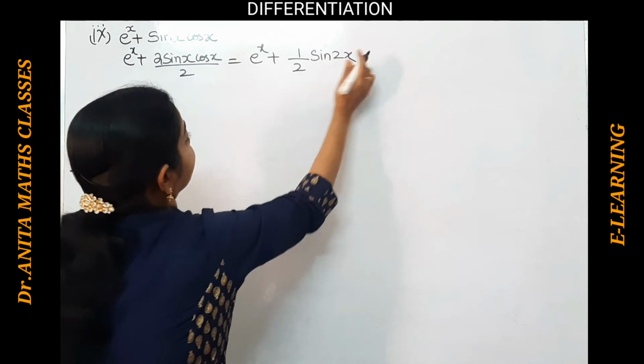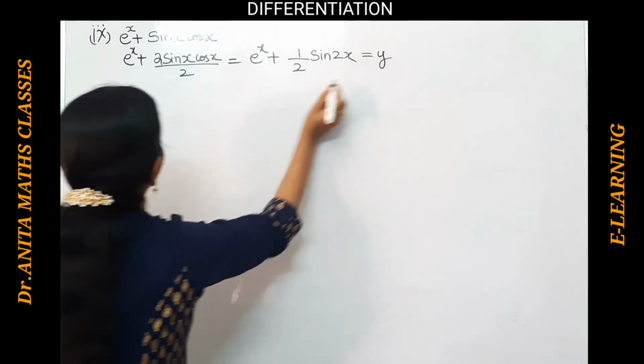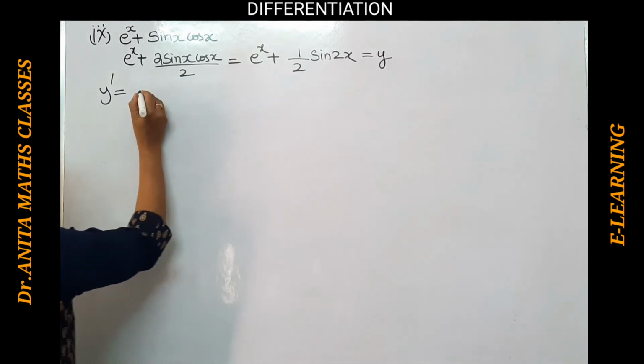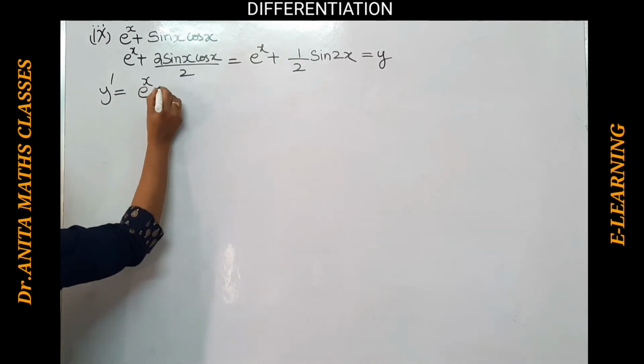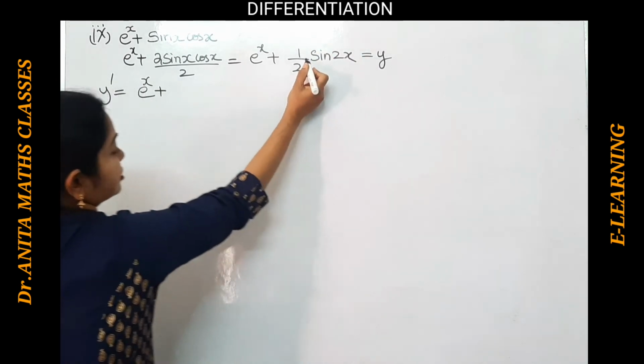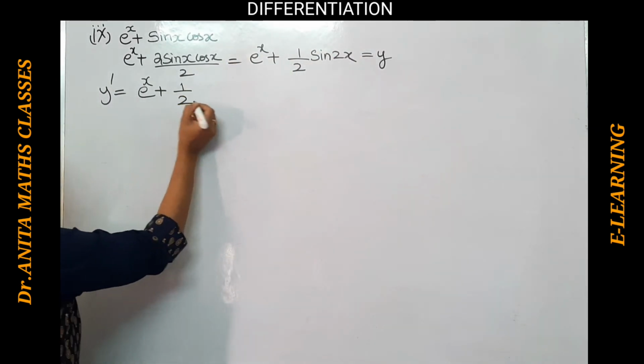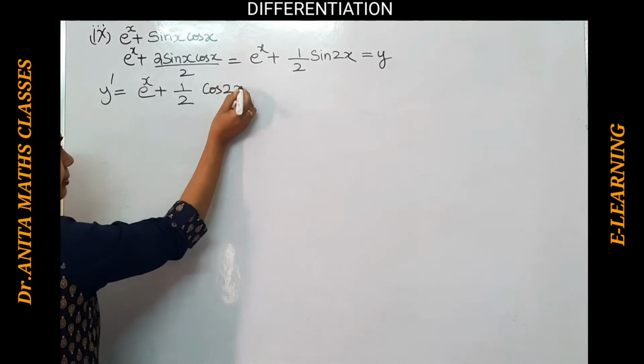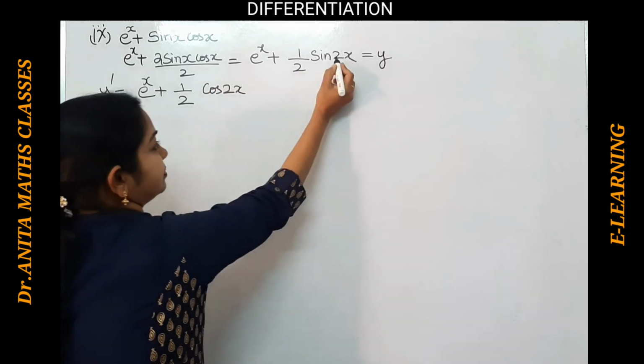Now let me suppose this as y. Now we will do the derivative. Y dash is the derivative of e to the power of x, which is as it is, e to the power of x, plus the derivative of this function. So the constant comes out, and the derivative of sin 2x is cos 2x. But this is not in the standard. It should be sin x.